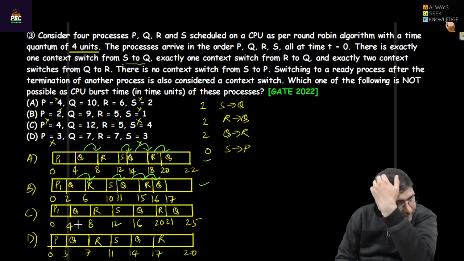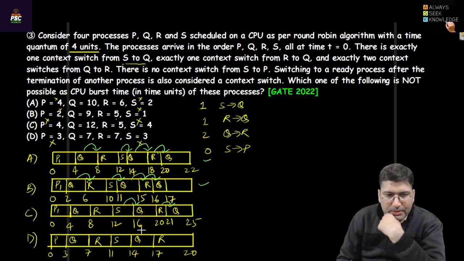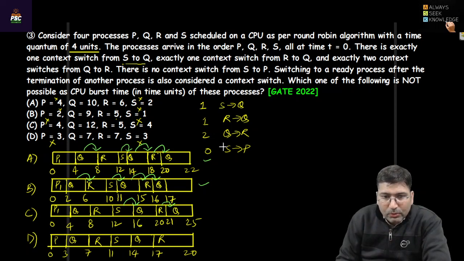Then the third one, S2Q, there has to be 1. So there is only one S2Q. R2Q, there is only one R2Q context switch. Then Q2R, 2, so Q2R 1 is here and Q2R 1 is here. And S2P, there is no context switch, so this is also fine. I hope the answer will be D. So let's check it.